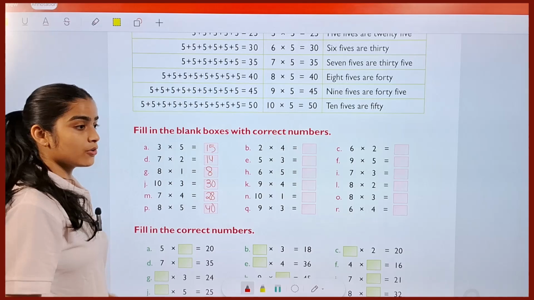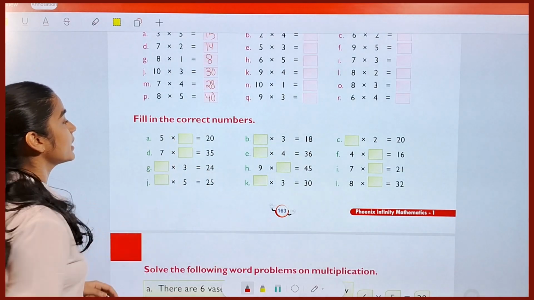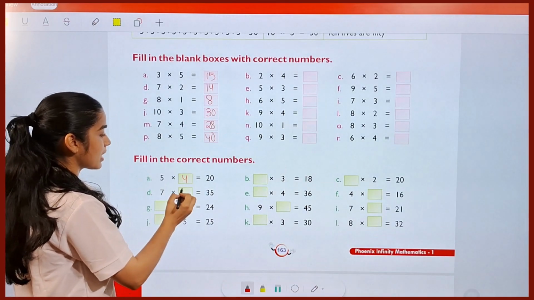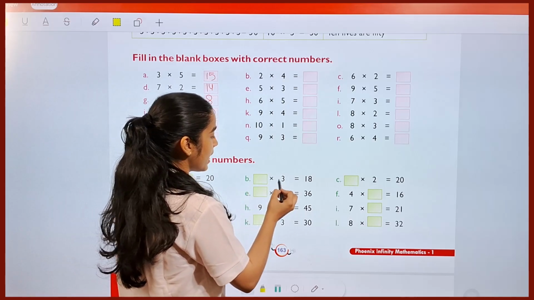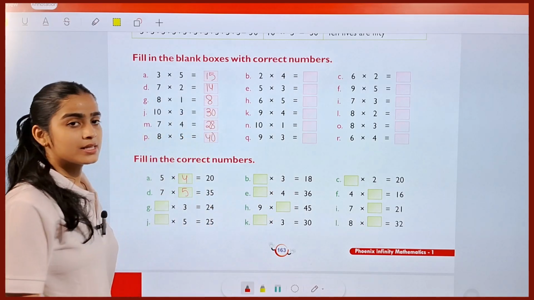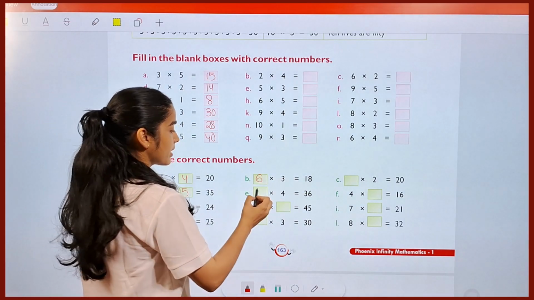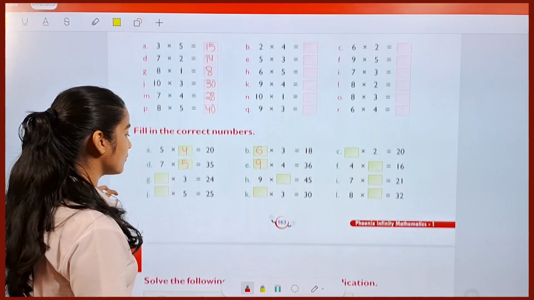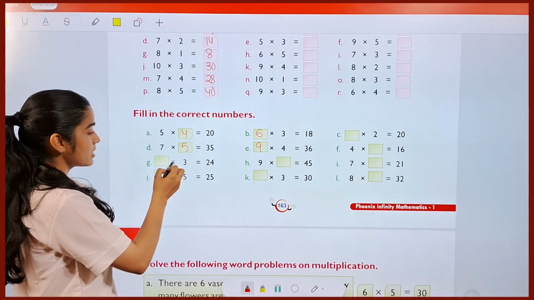So in the same way you have to solve the rest of the questions. Now fill in the correct numbers. 5 fours are 20, 7 fives are 35. Well done. So 6 threes are 18, 9 fours are 36. So in that way you can solve your question. Now 5 fives are 25.